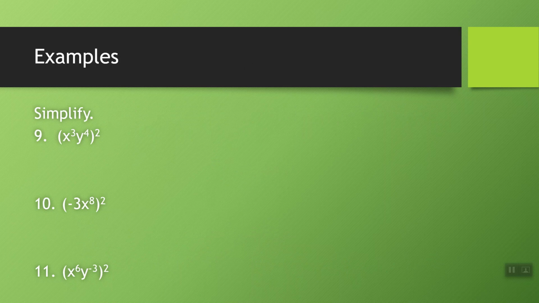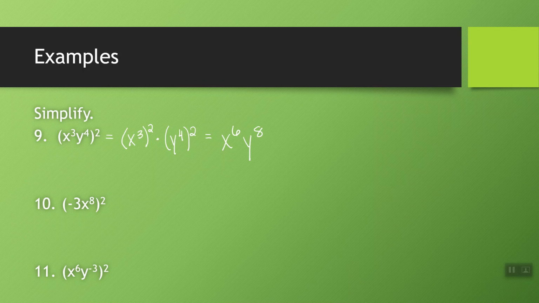So let's look at some examples. X to the 3rd, y to the 4th, all raised to the 2nd power. So I'm going to break this one down a little more than I do the rest, just so we can see it. This means we have x to the 3rd being squared times y to the 4th being squared. Now we can go back and use our power to a power rule. We multiply these exponents, 3 times 2, so we get x to the 6th, 4 times 2, and we get y to the 8th. X to the 6th, y to the 8th.